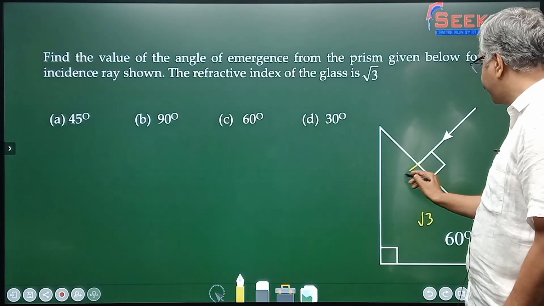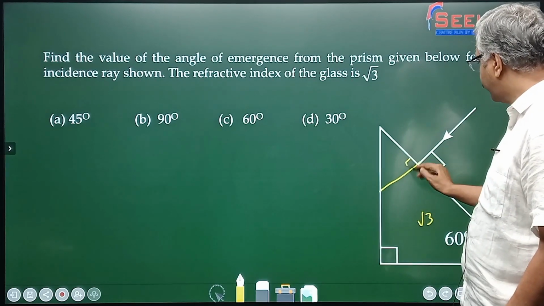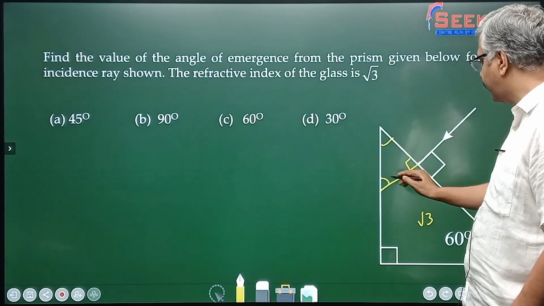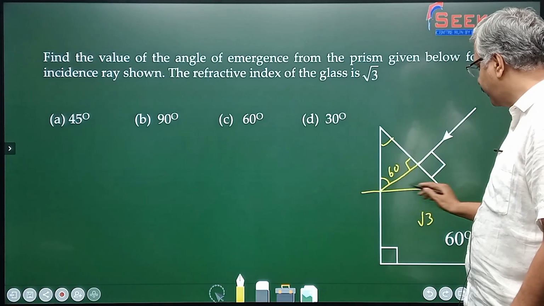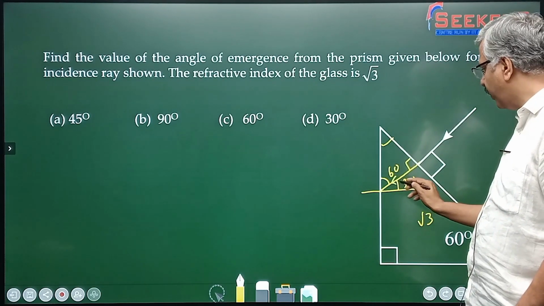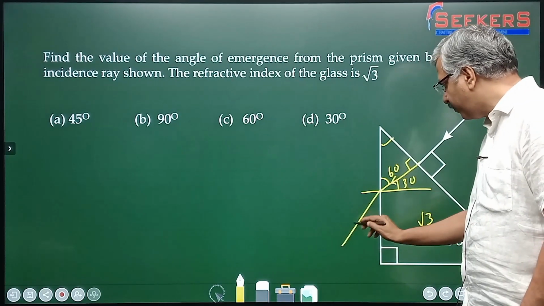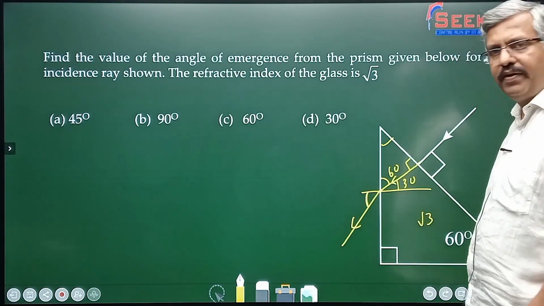First thing, any ray which is incident normal does not undergo refraction, so it will go straight. So this is 90, this is 30, so this is 60. If this is 60, this angle is 30. Now the ray of light is going from a denser medium and has hit a boundary, so it will bend away from the normal, and this will be the angle of refraction.